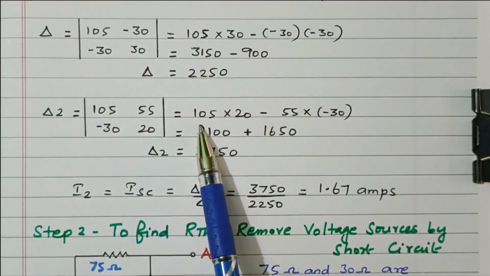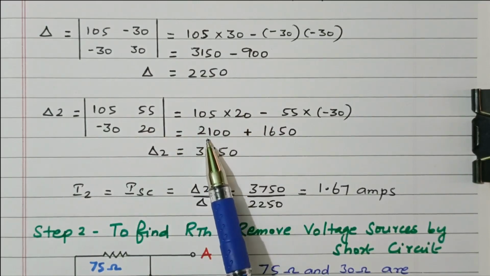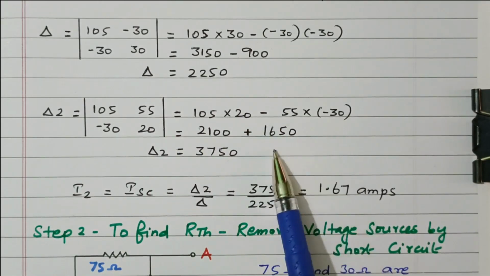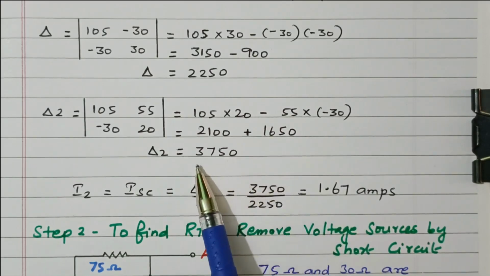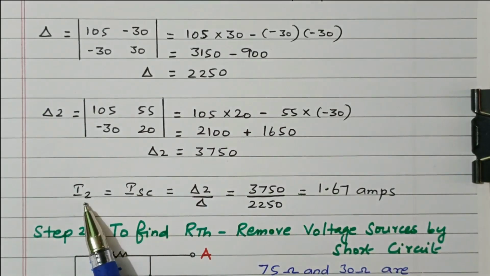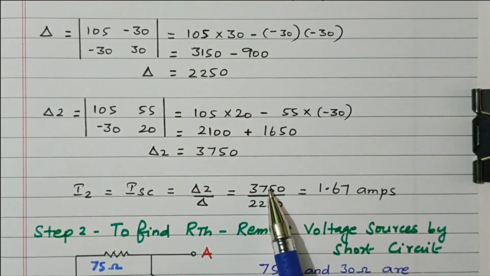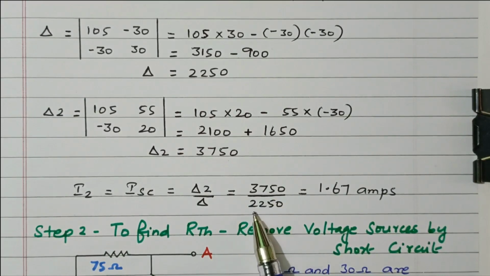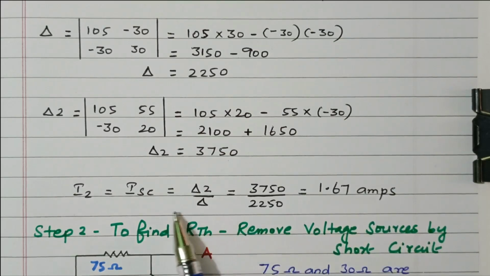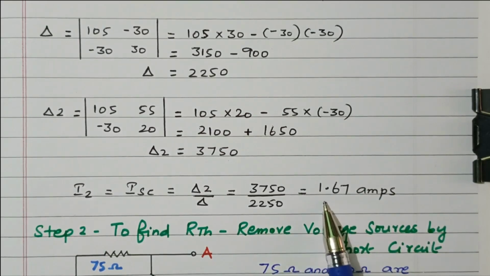So 105 into 20 minus 55 into minus 30. So 105 into 20 is 2100. Here two negatives available, so it becomes positive. 55 into 30 is 1650. So by adding this we got 3750. Delta 2. Delta 1 is not needed. So I2 is nothing but ISC is equal to delta 2 divided by delta. So 3750 divided by 2250, that is equal to 1.67 amperes. So the short circuit current in the equivalent circuit, we need short circuit current, that is nothing but 1.67 ampere.